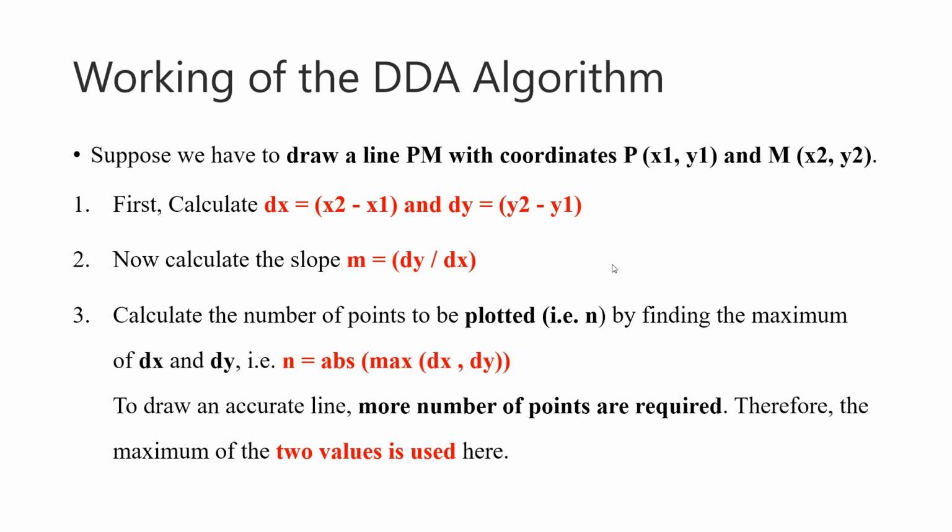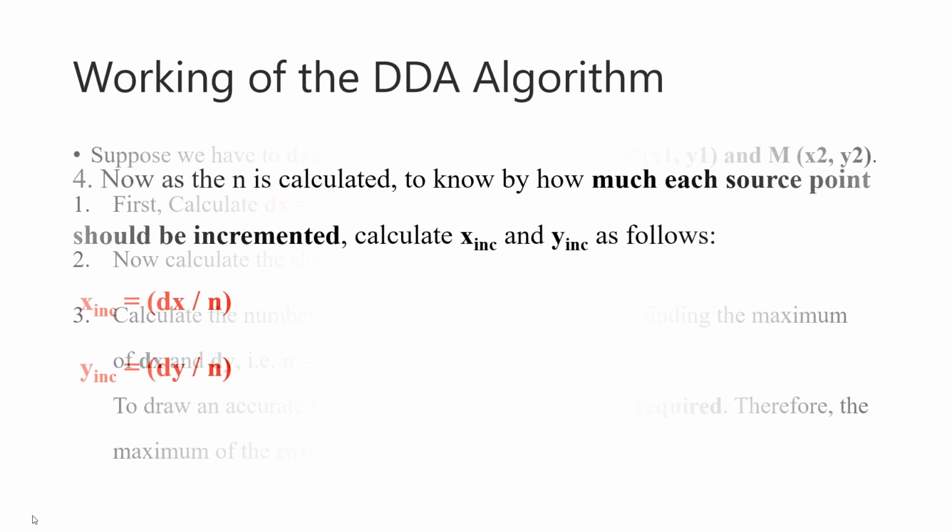Calculate the number of points to be displayed, n, by finding the maximum of dx and dy, applying the absolute value: n equals the maximum of the absolute values of dx and dy. If negative numbers are there, we make them positive so the increment count is correct. To draw an accurate line, more points are required. Therefore, the maximum of the two values is used here.